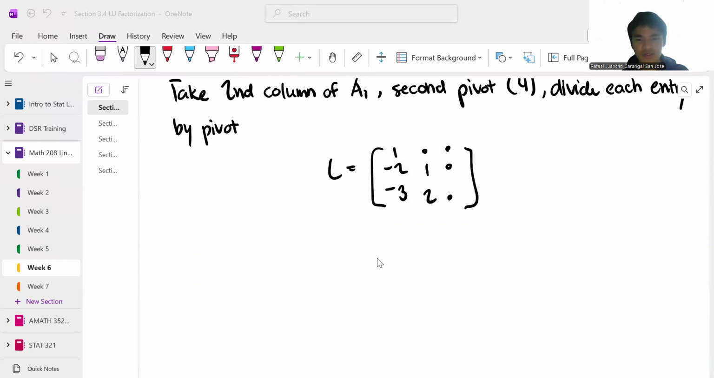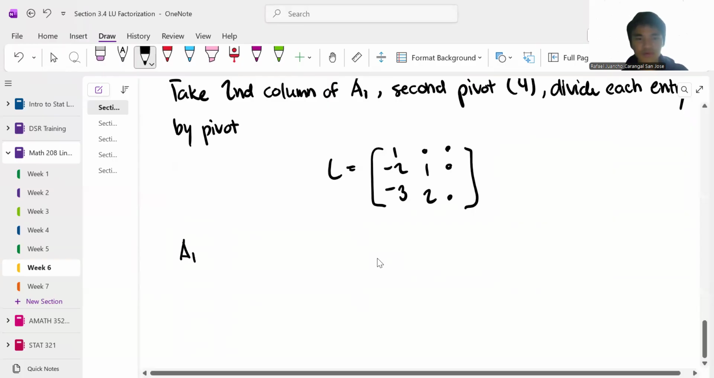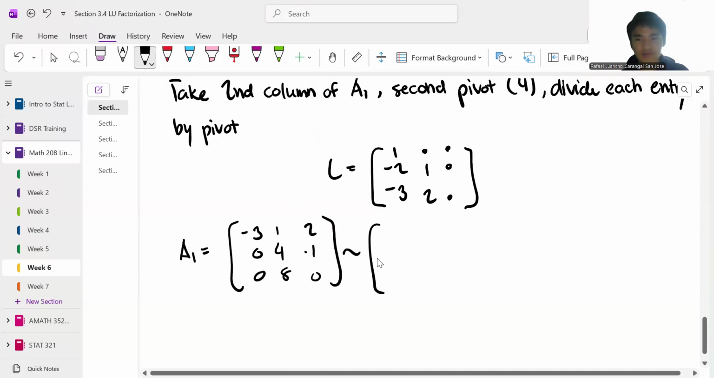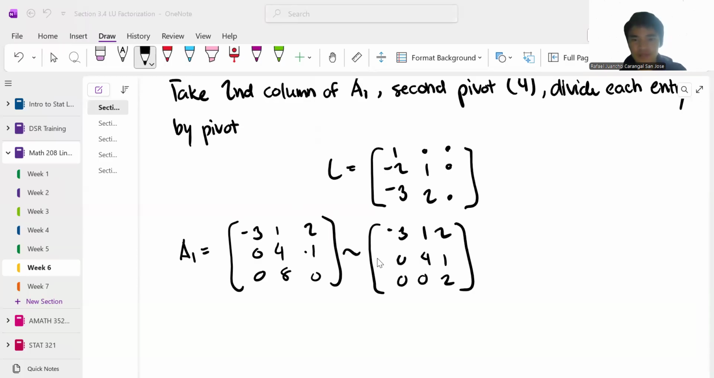We need that last entry. So again, we perform row operations on A. So we do A sub 1 being this guy: 1, 4, 8, 2, negative 1, 0. Now this thing is going to be equivalent to negative 3, 1, 2. Now you have it in echelon form. Okay. Now this thing is A2.